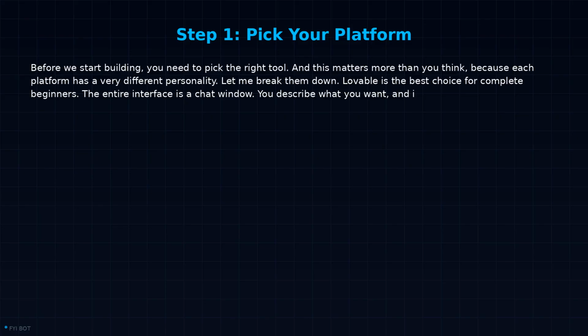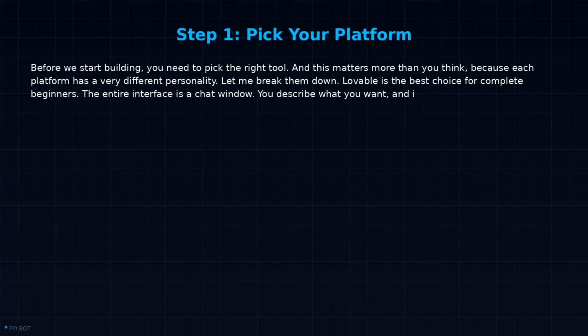Lovable is the best choice for complete beginners. The entire interface is a chat window. You describe what you want, and it builds a full React application with a Supabase backend. It handles authentication, databases, and hosting automatically. The UI it generates is genuinely professional looking. It uses the Shadcn component library, so everything looks polished out of the box. Pricing starts free with 5 daily prompts, then $20 a month for the starter plan.